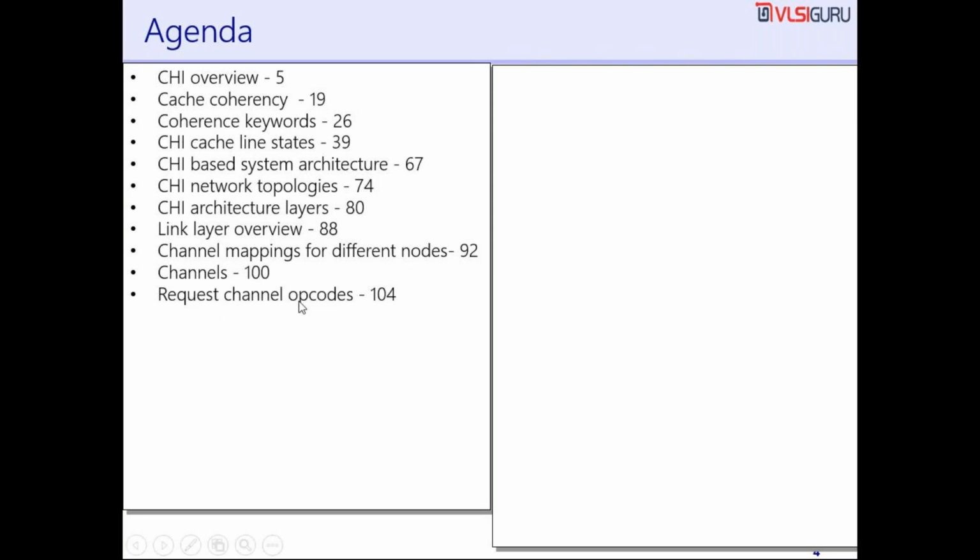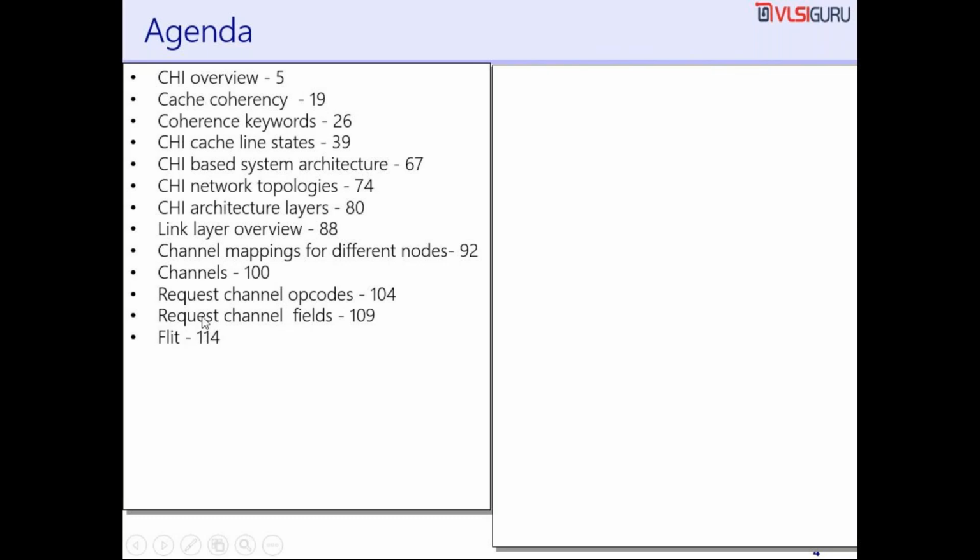Now since we are talking about request channel, response channel, snoop channel, data channel, majorly there are 4 channels. In all these channels, there are different types of requests that could be initiated. Let's say read. There are various types of reads we can do, various types of writes we can do, various types of snoop request can be initiated. For each of them, there is a corresponding opcode. So we'll be talking about all those opcodes and the mappings. Then we'll be going over each of the channels and the corresponding fields.